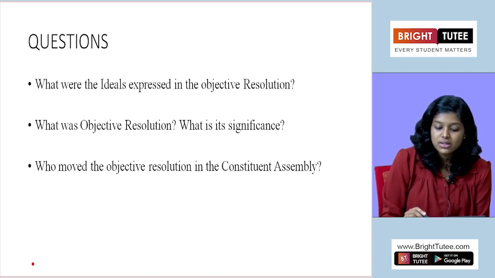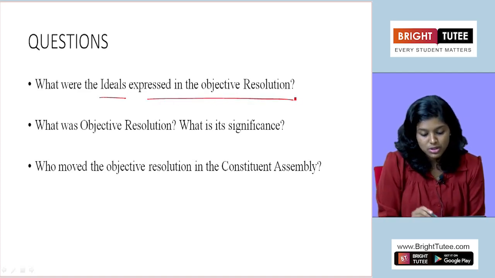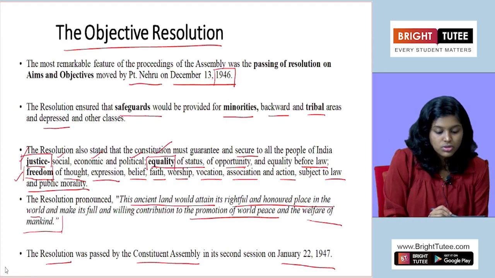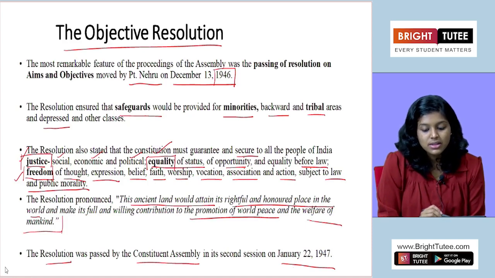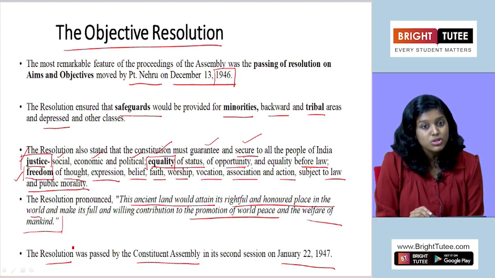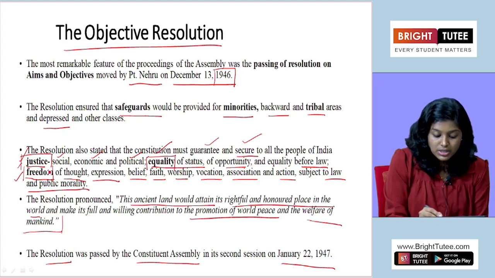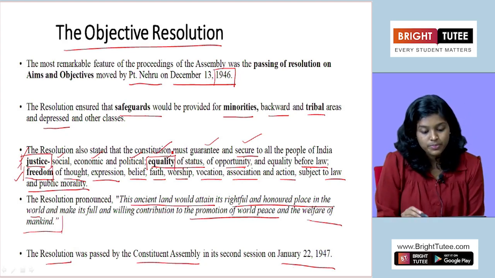So one question is, what were the ideals expressed in the objective resolution? As we just discussed, the ideals included guaranteeing and securing to all the people of India, irrespective of their class, caste, gender, certain constitutional rights, which included justice, freedom, and equality.